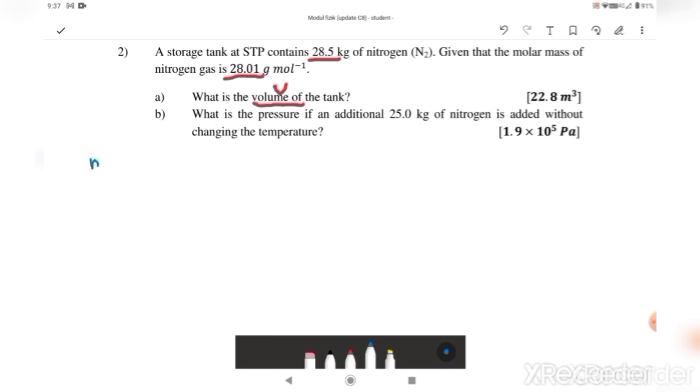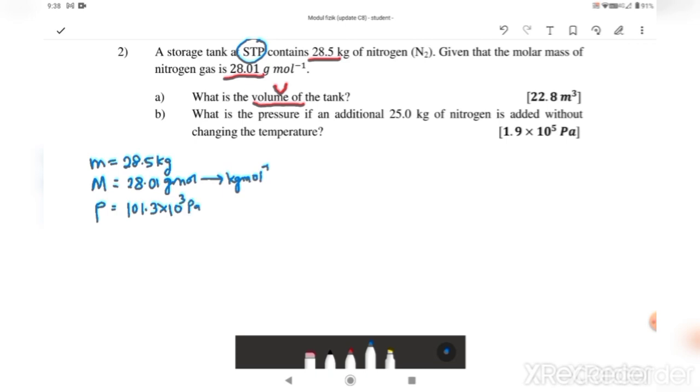First we list down all the information given. So we have m is equal to 28.5 kilogram. We have molar mass, capital M, is equal to 28.01 gram per mole. Don't forget to change gram to kilogram per mole. At STP, we know that our pressure is equal to 101.3 times 10 to the power of 3 Pascal, and temperature is equal to 273.15 Kelvin.